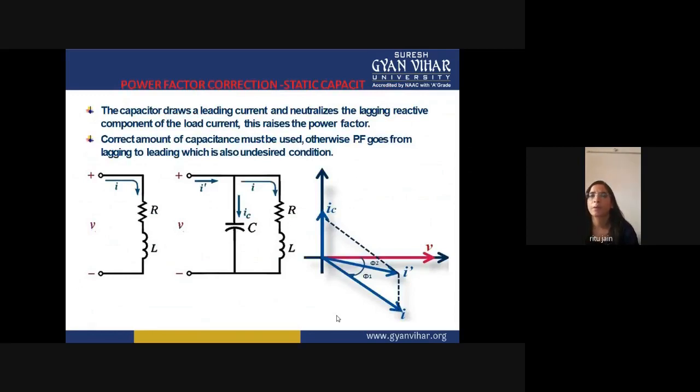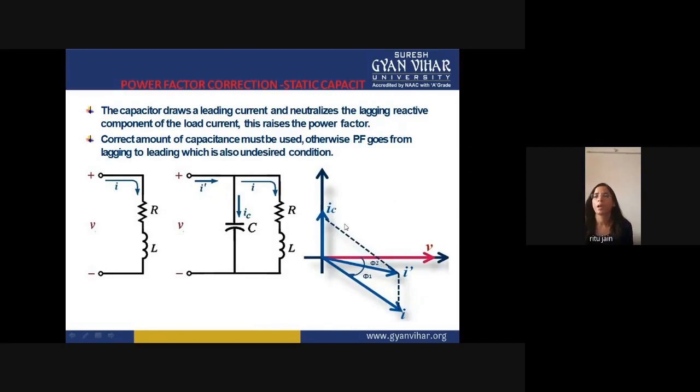For example, the capacitor draws a leading current and neutralizes the lagging reactive component. You can see from the diagram that for this current I, the power factor angle is phi 1. For the current I dash, the power factor angle is phi 2.